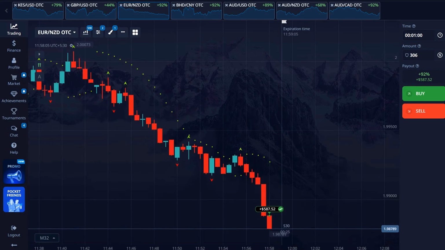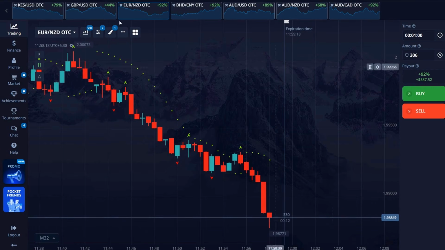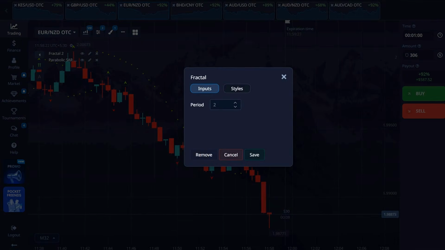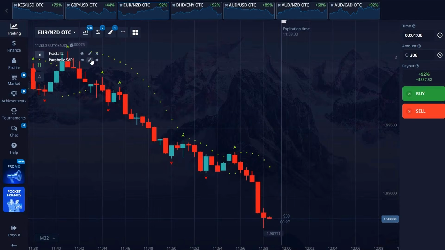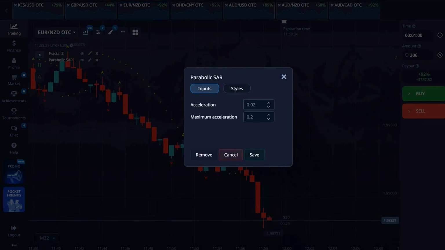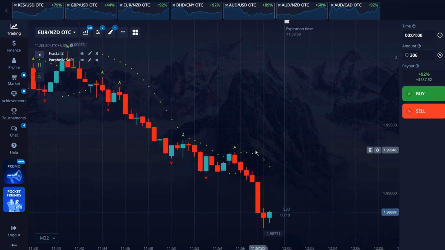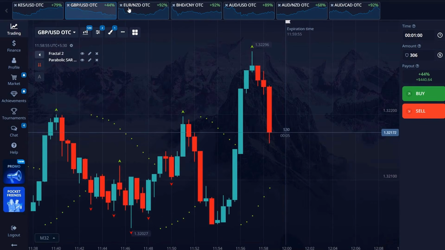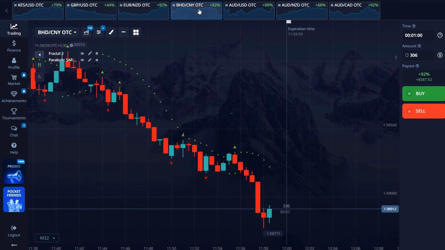Now, before we wrap up, let's quickly look at both indicator settings. And the best part is, you don't need to change anything manually. On Pocket Option, both Fractal and Parabolic SAR come with perfectly balanced default settings. So just add these two indicators to your chart. No adjustments required. The default setup already gives accurate breakout points and clear trend direction. Exactly how we used it throughout this video.